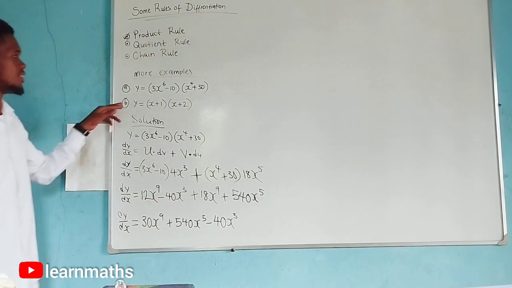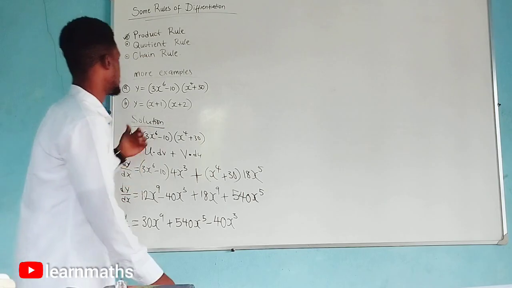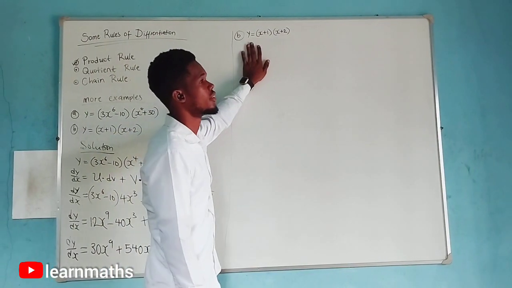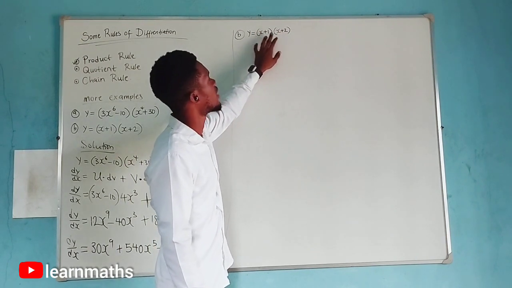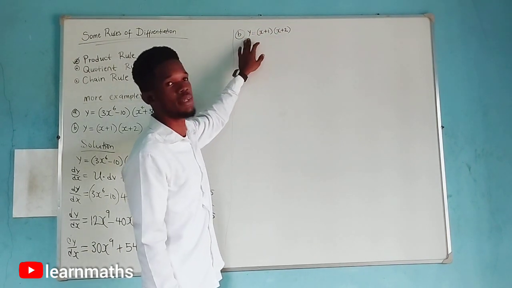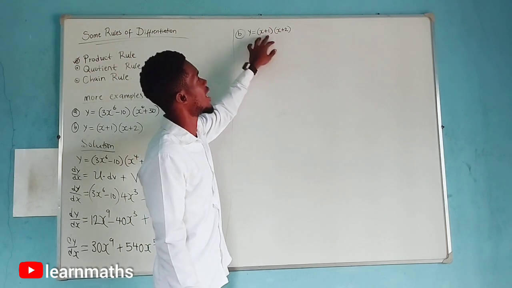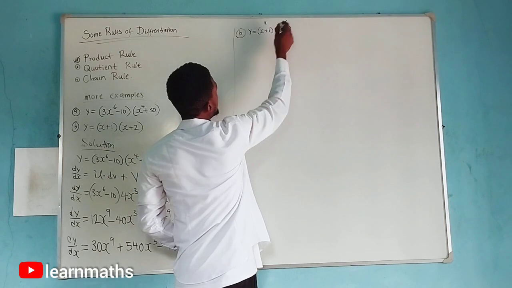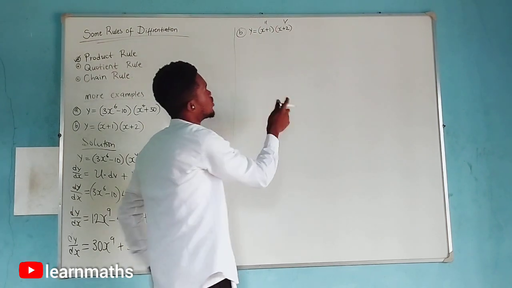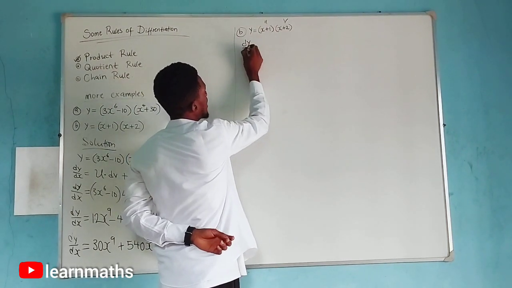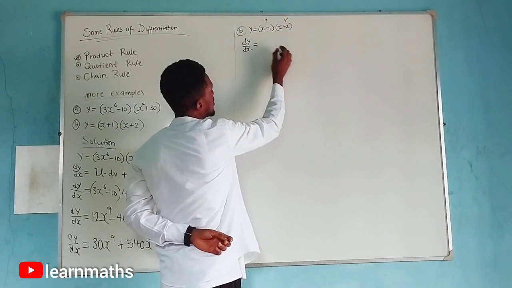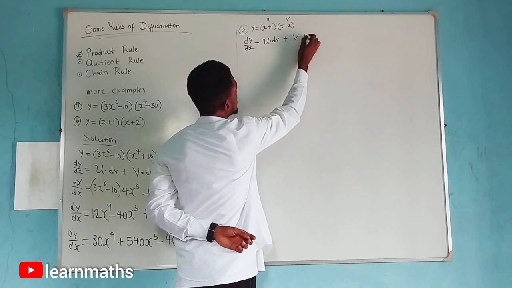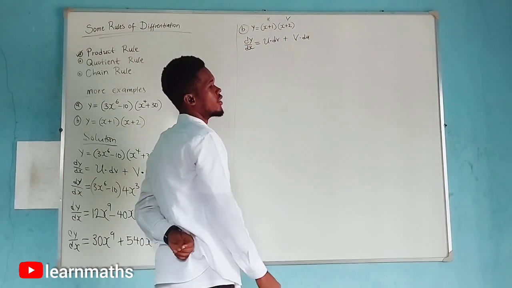Now let's differentiate the second function. Good. So let's differentiate the second function, x plus 1 times x plus 2. y is the product of x plus 1 and x plus 2. So this is our u, this is our v, right? These are u, these are v. So if we are to find dy/dx, that is, if we are to differentiate this function, it's going to be u dv plus v du, alright?